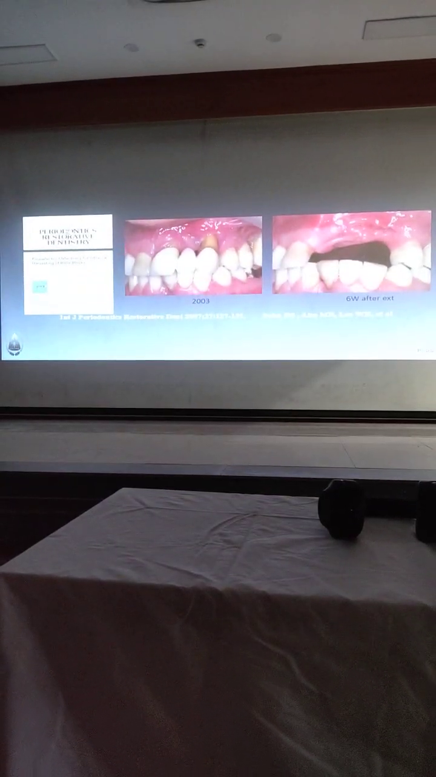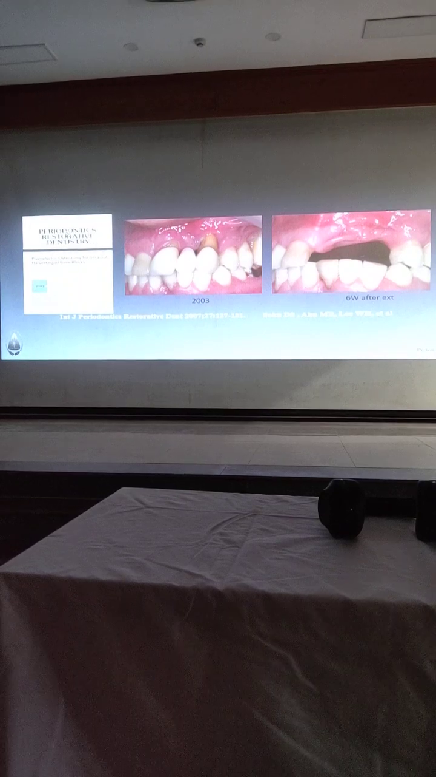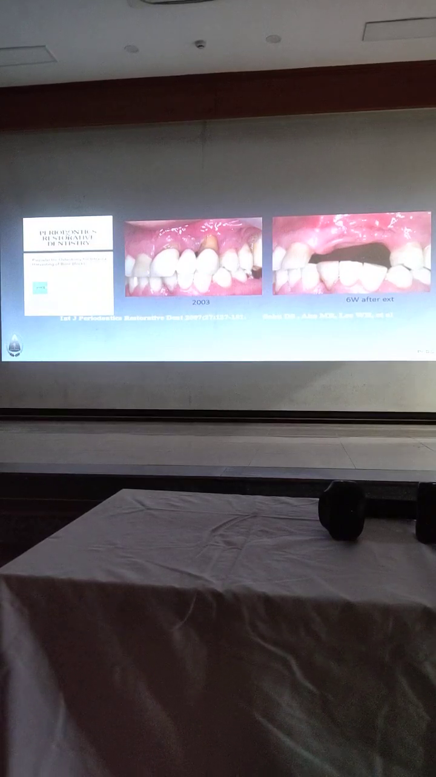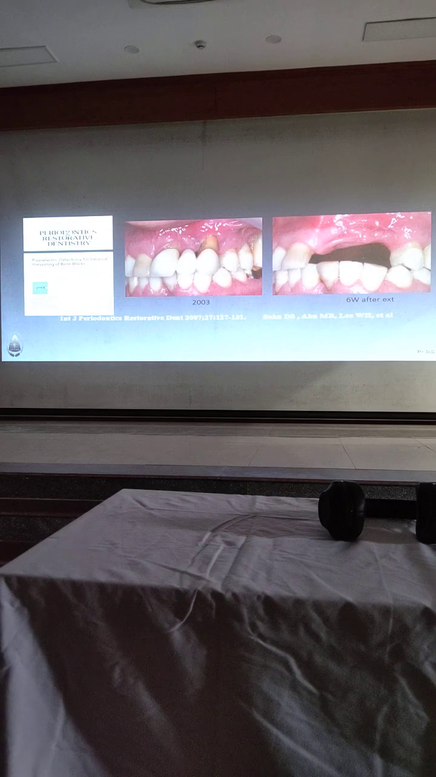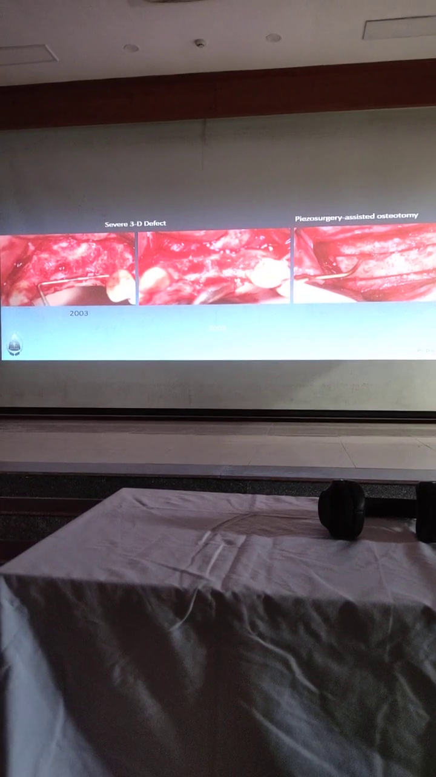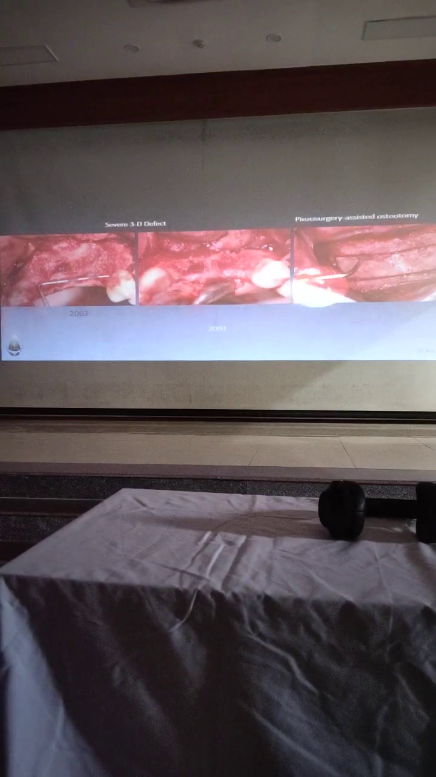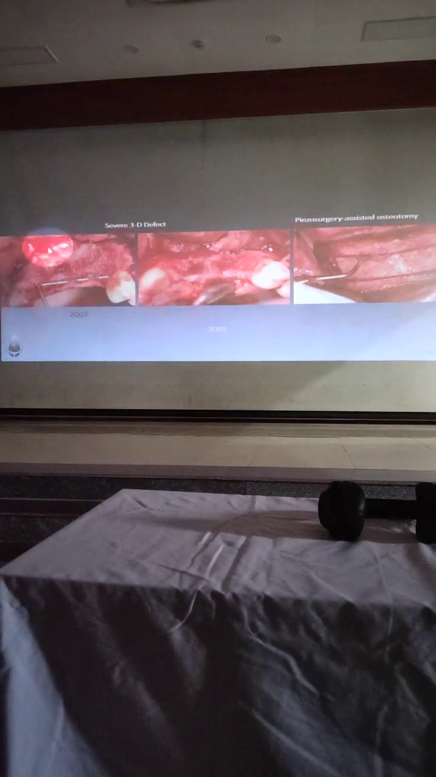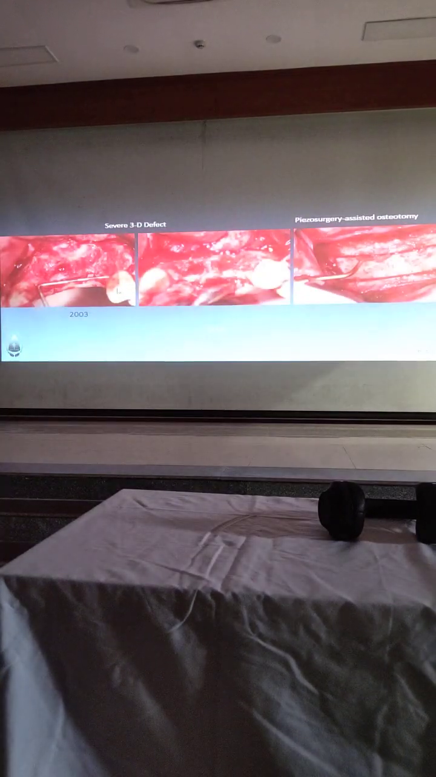Let me show you some of my cases using Blackburn. This case was done in 2010. At that time, fetal surgery was popular in Asia and in the USA. So in this case, I used fetal surgery in order to harvest the chin Blackburn. You can see the three-dimensional detail on the anterior essay lesions.